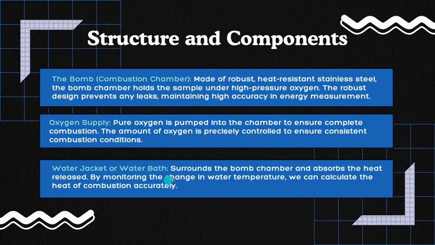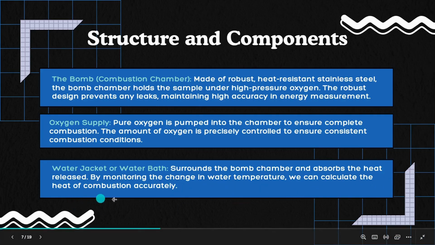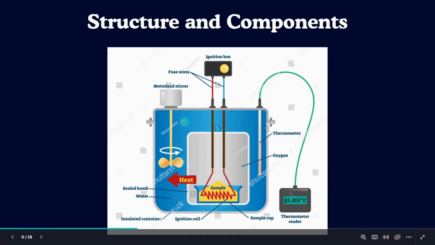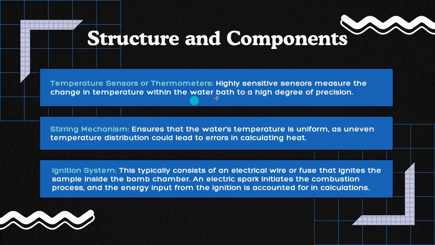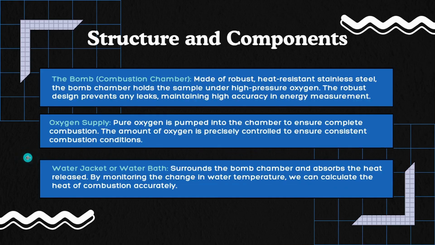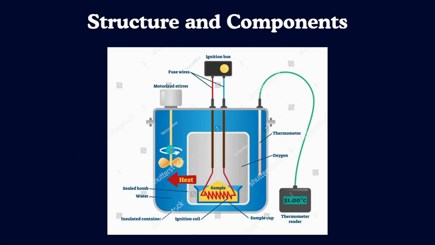Water jacket or water bath. It surrounds the bomb chamber and absorbs the heat released. By monitoring the change in water temperature, we can calculate the heat of combustion accurately. Here is the water. Temperature sensors or thermometer: highly sensitive sensors measure the change in temperature within the water bath to a high degree of precision. Stirring mechanism: it ensures that the water temperature is uniform, as uneven temperature distribution could lead to errors in calculating heat. This is the mechanical stirrer.